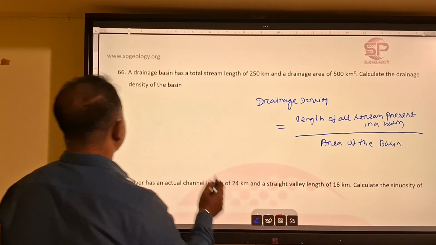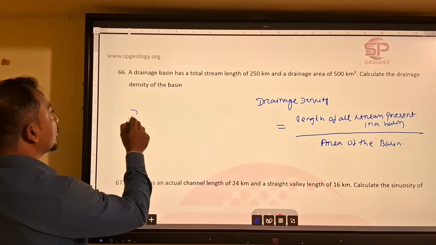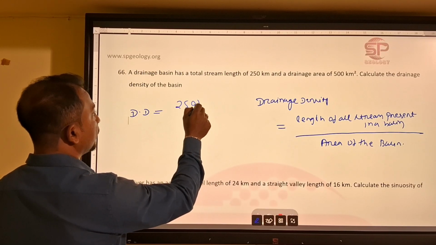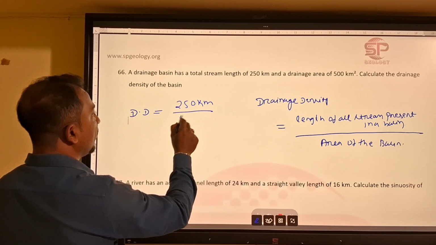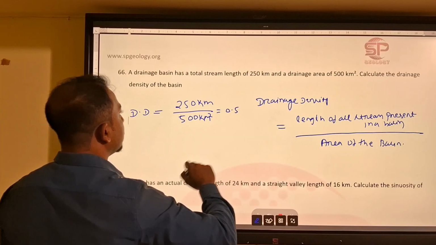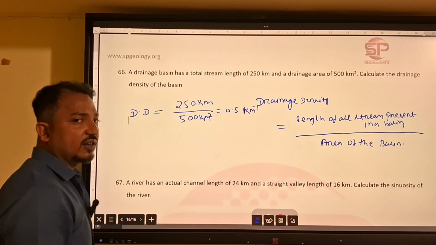So let's solve this problem. A drainage basin has a total stream length, given as 250 km, and the area is given as 500 km square. It will be 0.5 km inverse. That is the drainage density.